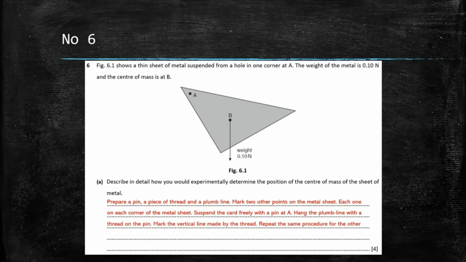Repeat the same procedure for the other 2 points. The center of mass is the point where the 3 lines intersect. This is the complete description for experimentally design of determining the position of the center of mass.